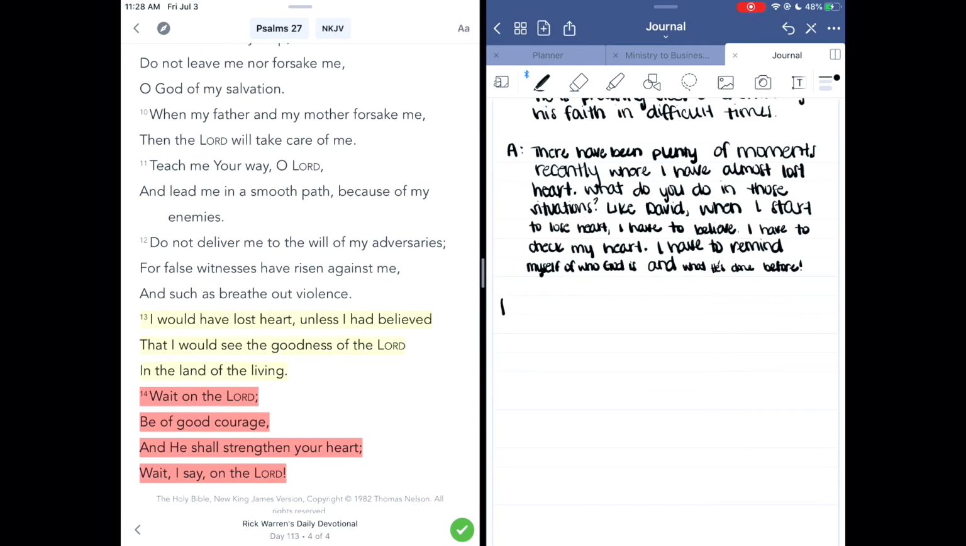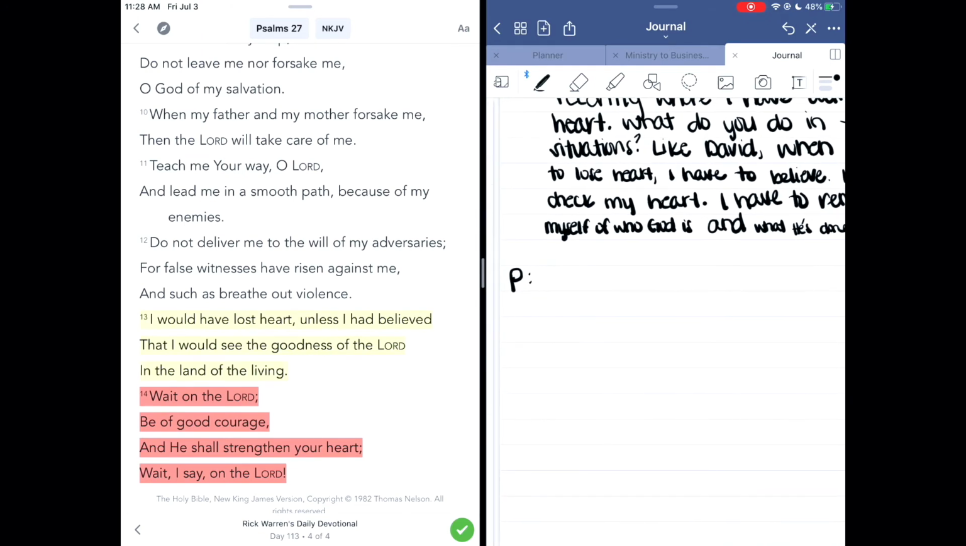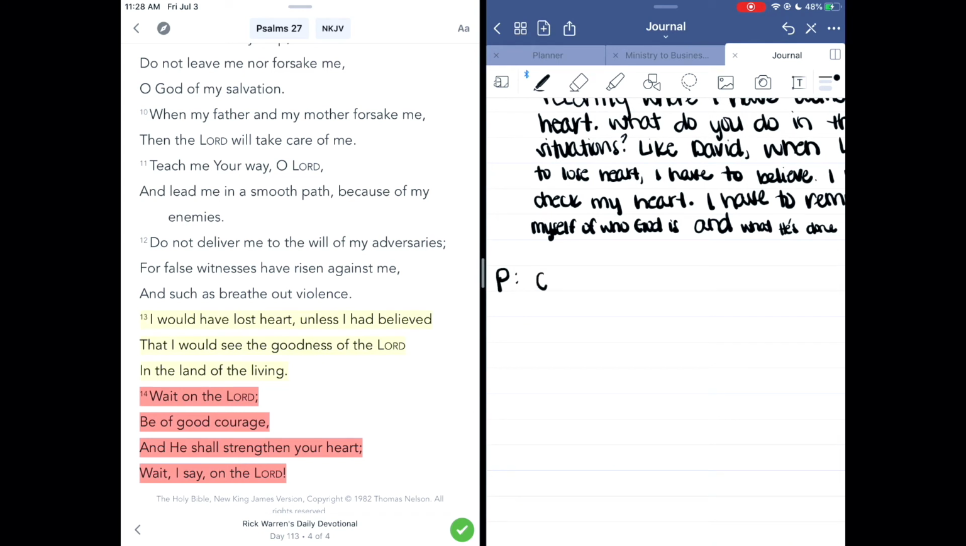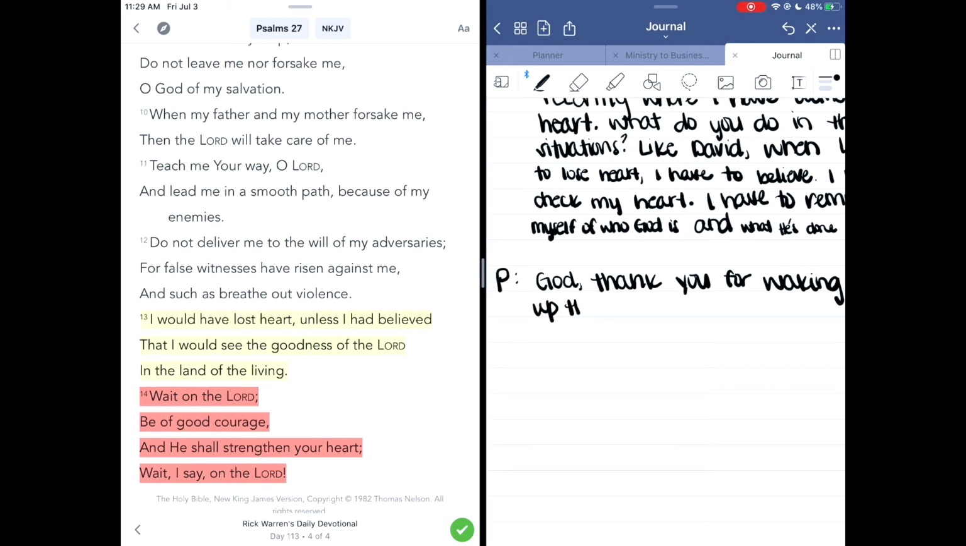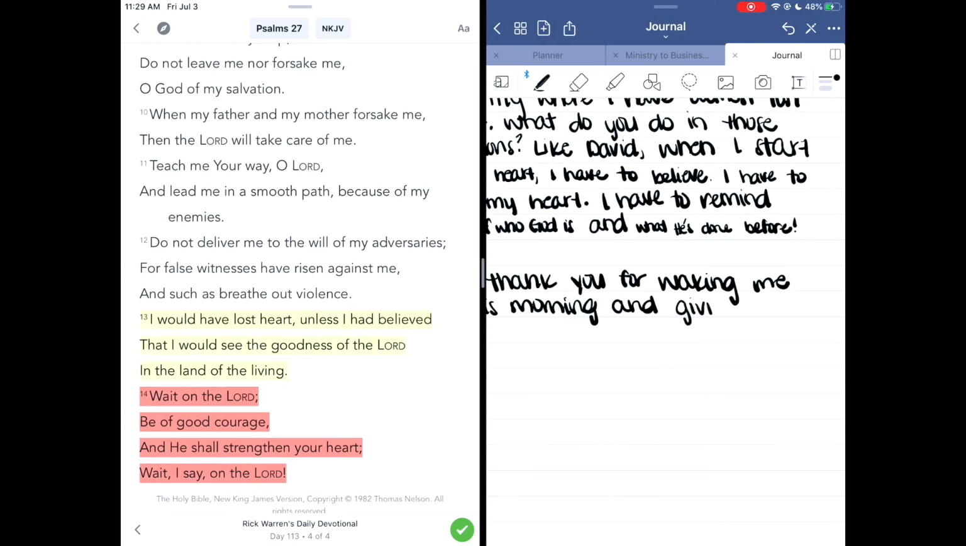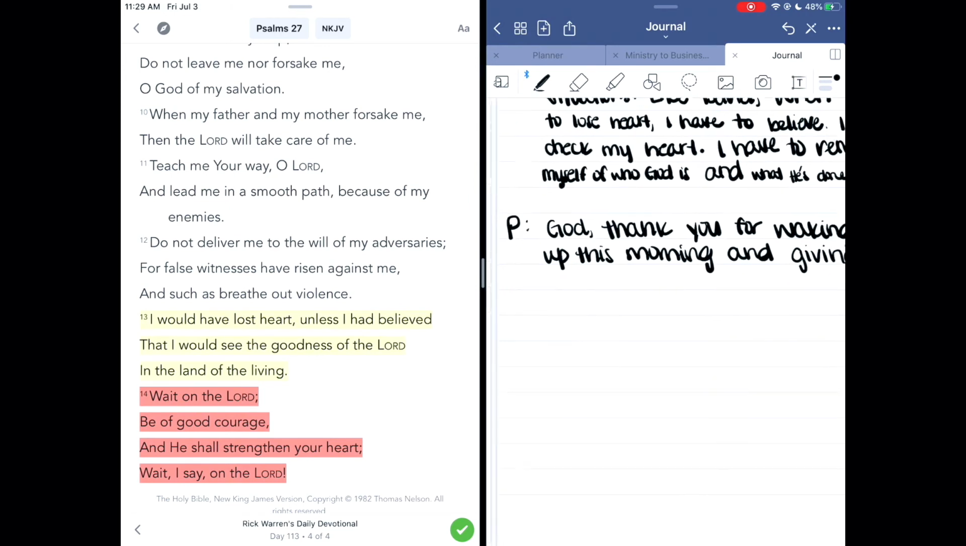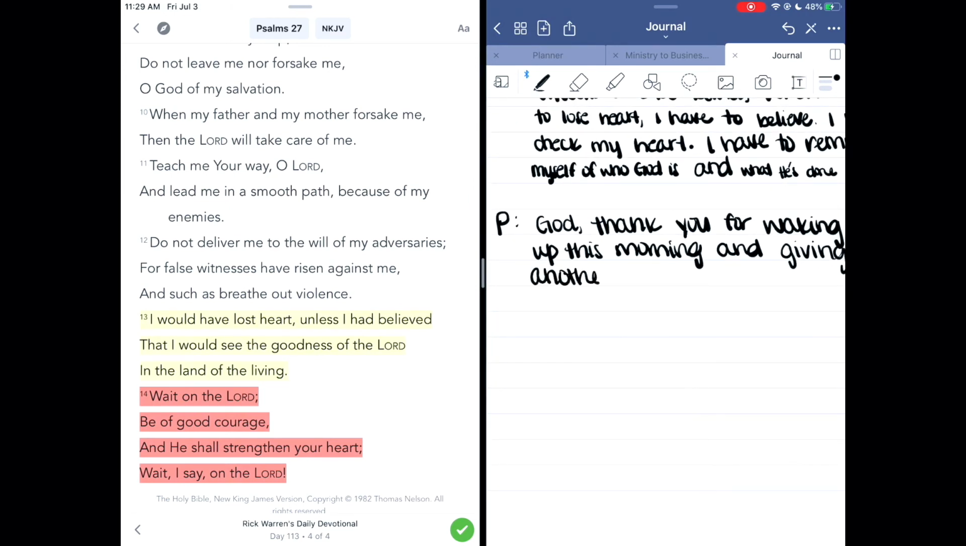All right, so after application, then comes prayer. So here I just write out my prayer. And I think that it's really important to pray the scripture, which is basically just telling God, reminding God what his word says, and reminding yourself what the word says and praying that. So that is what I do in this section.